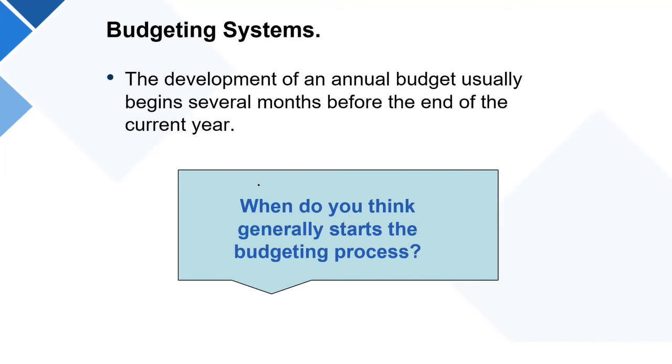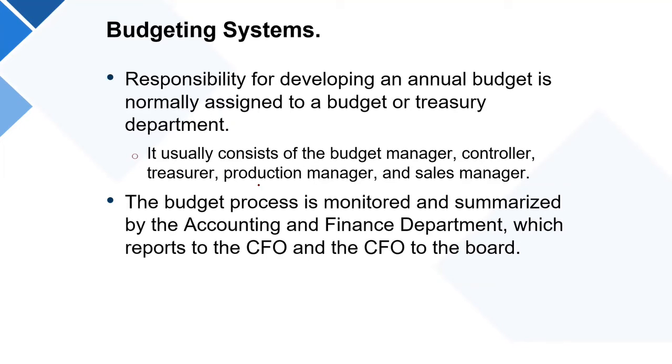Okay. So let's continue. Who are the people who actually build the budget? Well, the budget is usually built by a team inside the company. It's assigned to a treasury, a budget department. It consists of a budget manager, a controller, a treasurer, a production manager, and a sales manager. And why do you have a production manager and a sales manager inside the budget team? Because you need to budget sales and production, because you need to budget expenditure, cost, raw materials, whatever, and also how much money you're going to be collecting from your sales.